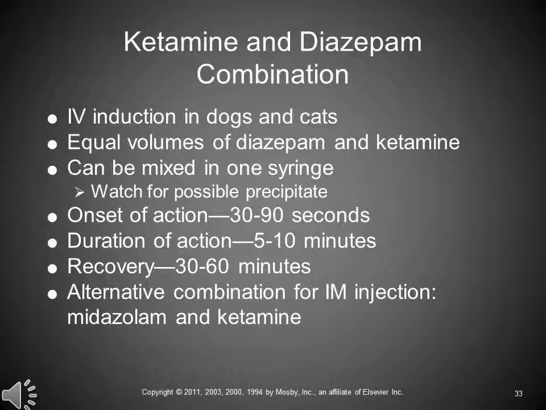One combination that is commonly used is ketamine and diazepam. It really has a lot of advantages and works well in many situations. It is used intravenously for induction of anesthesia in dogs and cats. We mix equal volumes of diazepam and ketamine. They can be mixed in one syringe, but occasionally, for some reason that still escapes me, you get a possible precipitate. If you do, you don't want to use it, although that's very rare.